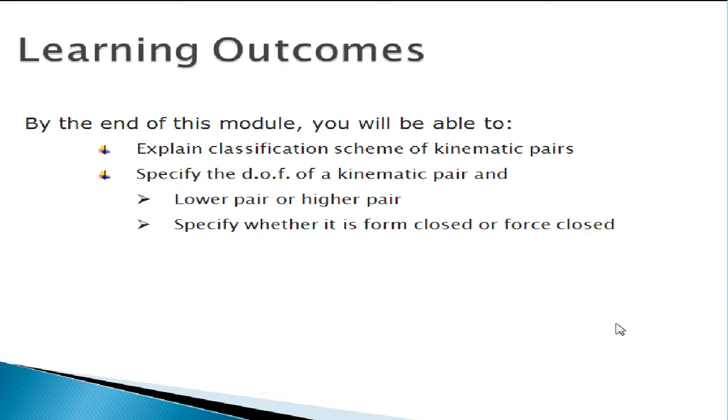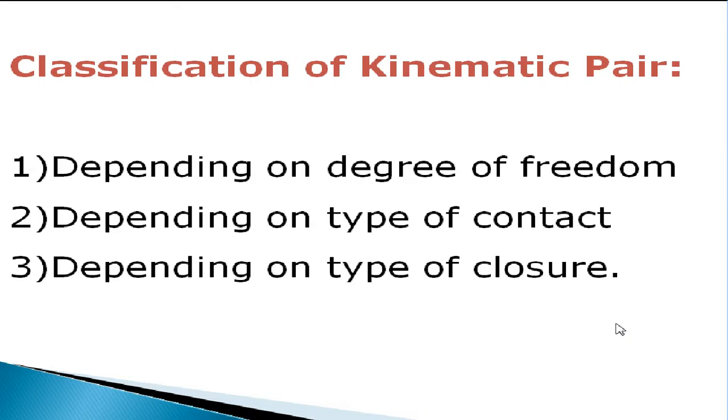With that learning outcome set, let us briefly see what we have for this current module. The current module will see that classification scheme of a kinematic pair can be done depending on the degree of freedom of the pair, depending on the type of contact occurring in the pair, and then depending upon the type of closure. We'll try to see each one of these classification aspects with the help of several animations in subsequent slides. So let us begin with the classification scheme depending on the degree of freedom.